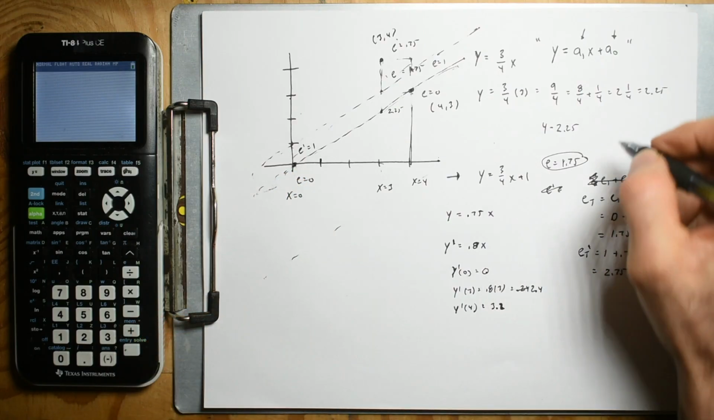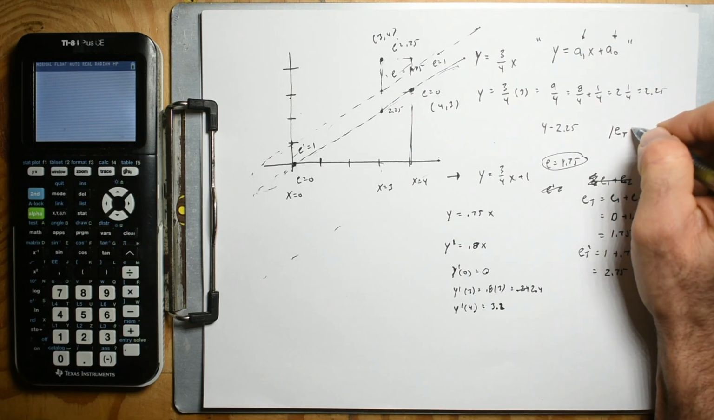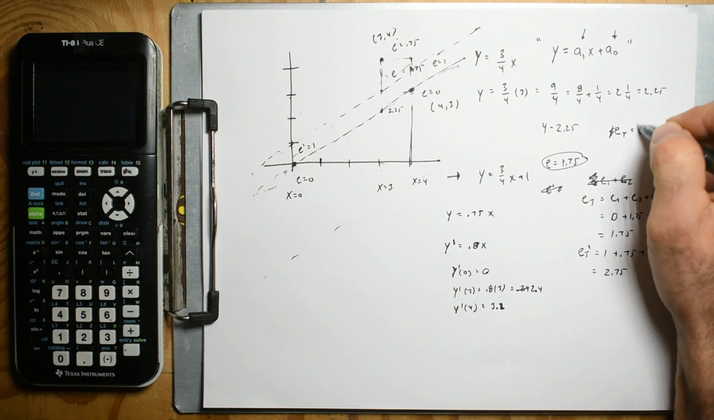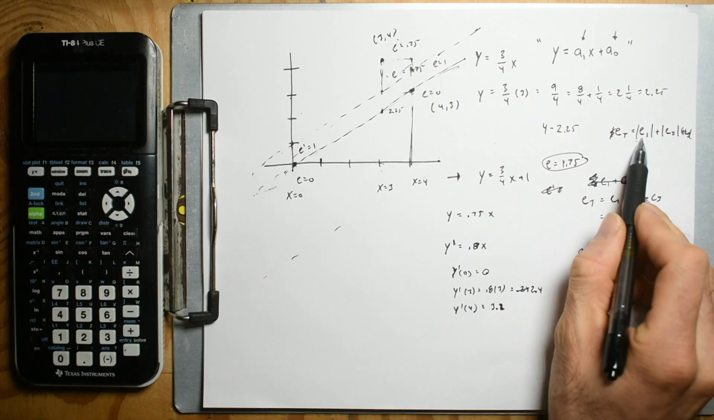And we're just looking at the absolute value. So I'm going to say the error is the absolute value. So the error total is going to be the absolute value of error 1, error 2, plus error 3. And we haven't even put equations on these.